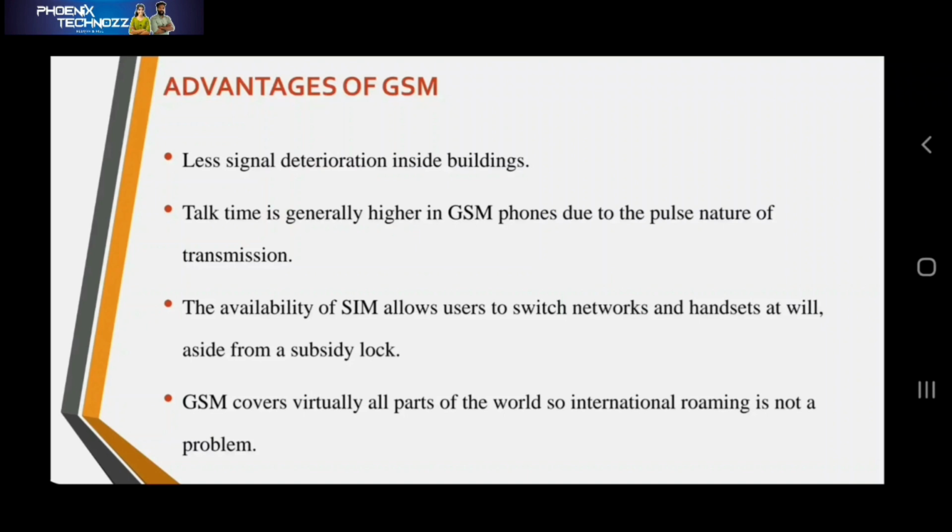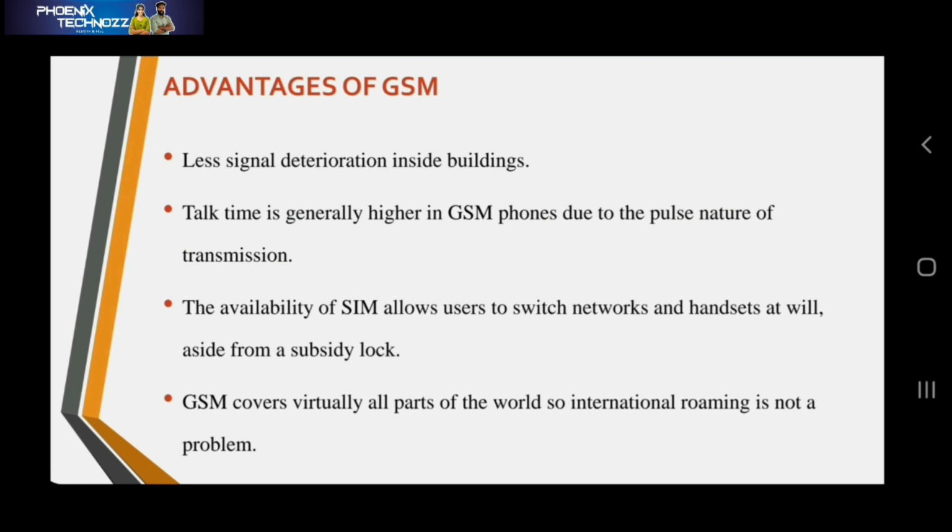The next advantage is the availability of the SIM, which helps users switch from one network to another. We know that the memory device in GSM phones is the subscriber identity module, or SIM card. Therefore, it allows users to switch from one network to another.